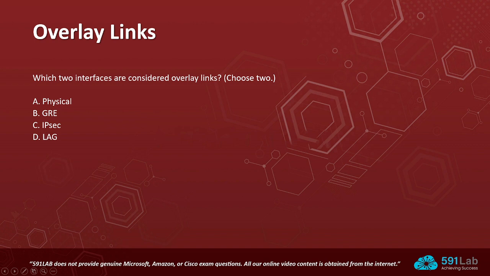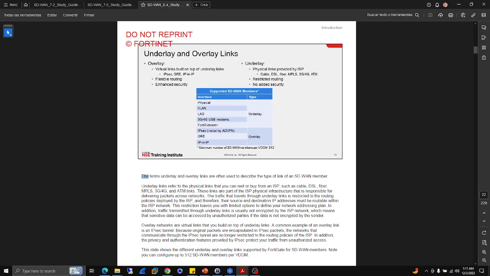Overlay links. And our question says which two interfaces are considered overlay links. We have to choose two. For this one, we are going to take a look at this documentation. And as you can see there, in underlay and overlay links, we have this classification that Fortinet gave us. And as we can see, on overlay we have IPsec including ADVPN, GRE, and IP-in-IP. The other interfaces are underlay.